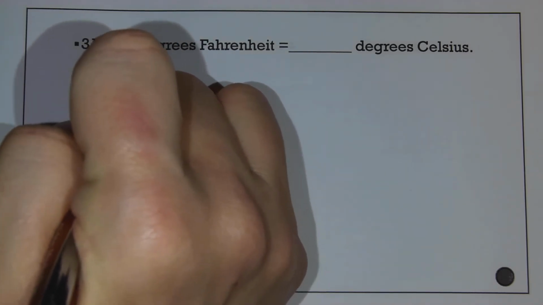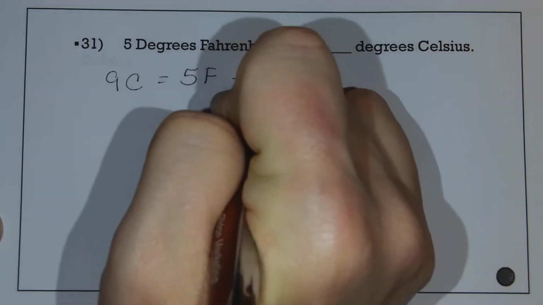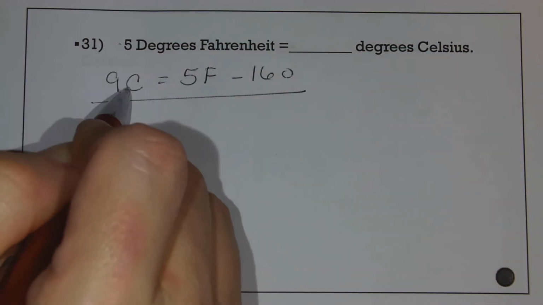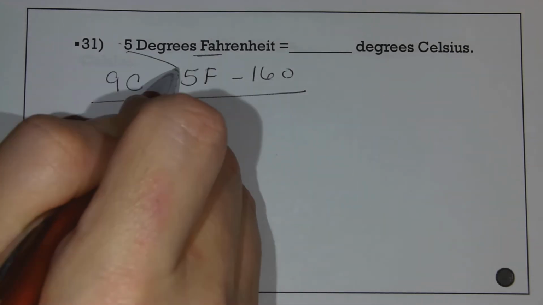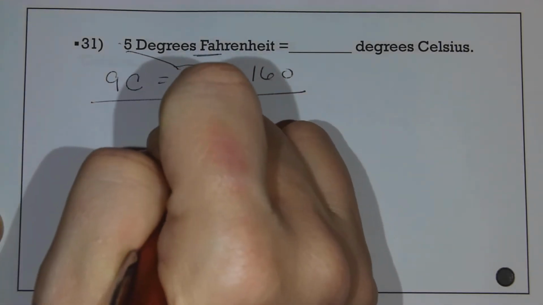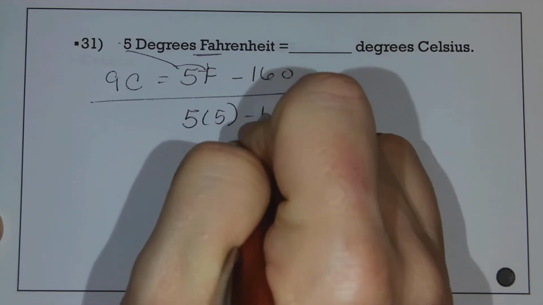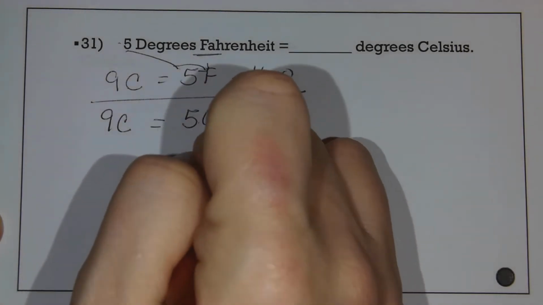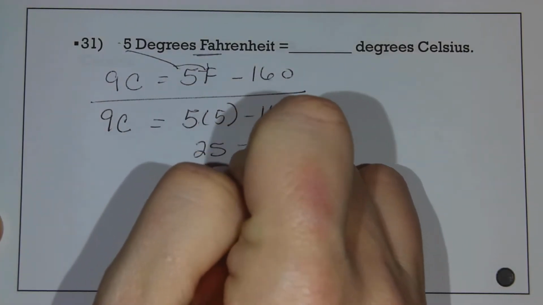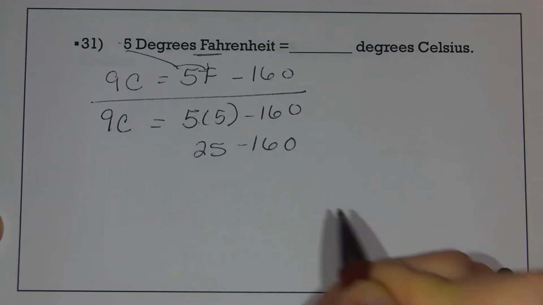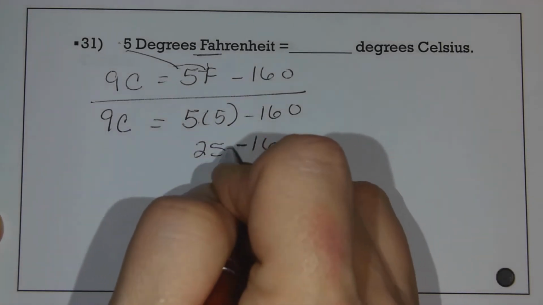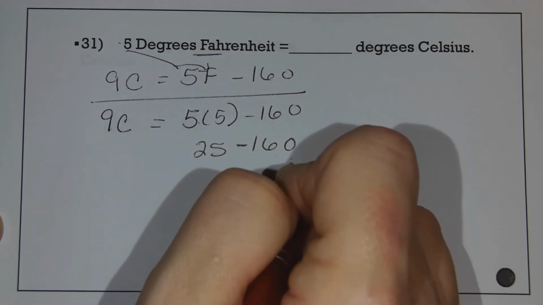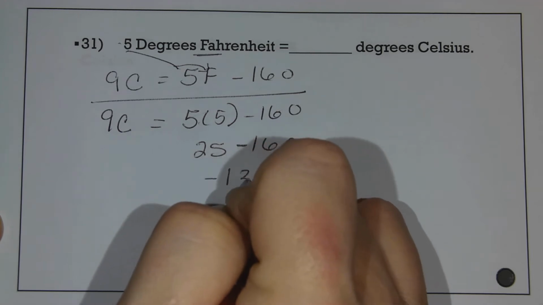So we have our formula that we're going to set up. And instead of putting the number with the C, because this is Fahrenheit, we're going to put it with the F. So it'd be 5 times 5 minus 160 equals 9C. So 5 times 5 is 25 minus 160. Because you have a smaller number in front of a larger number, you are still subtracting that. You have, of course, negative 135.